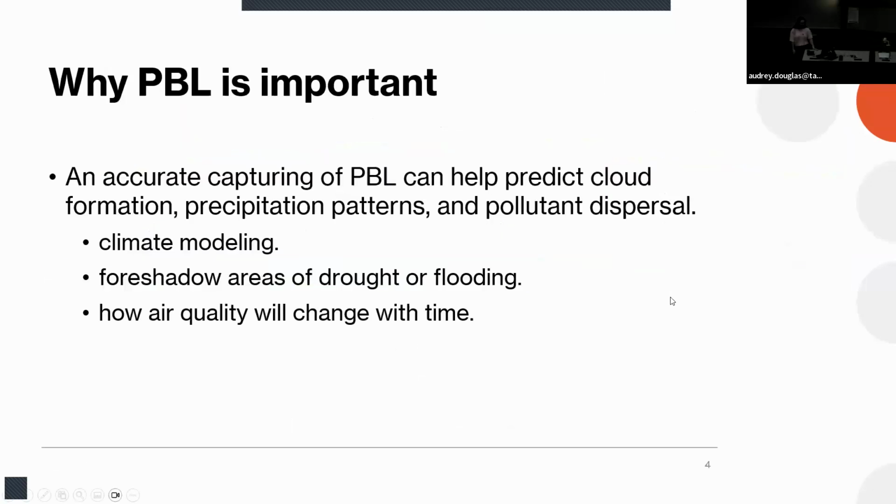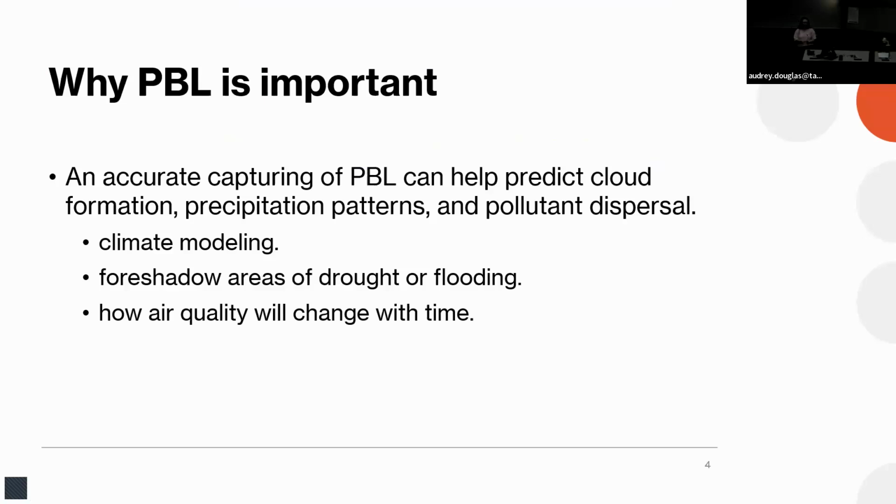Now, why is it important? We have to capture the heights accurately so that we can depict cloud formation, precipitation patterns, and pollutant dispersal. This is important for climate modeling because low-level clouds are very important when it comes to the heat budget. It'll foreshadow areas of drought or flooding, because if you have more low clouds, you probably have more precipitation, and so on and so forth.